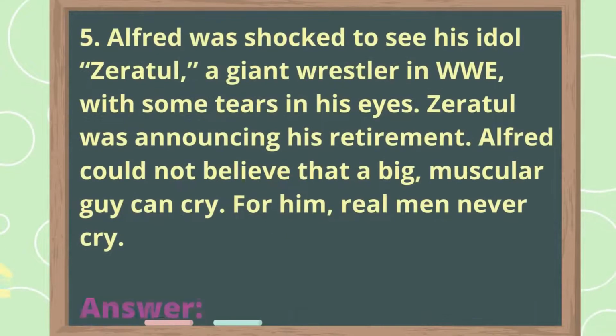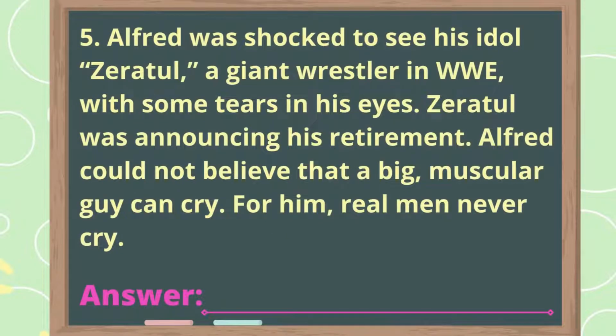Number 5. Alfred was shocked to see his idol Zeratul, a giant wrestler in WWE, with some tears in his eyes. Zeratul was announcing his retirement. Alfred could not believe that a big, muscular guy can cry. For him, real men never cry.